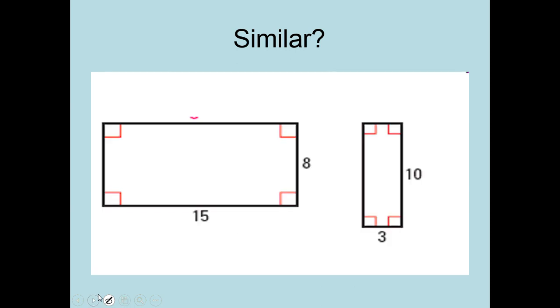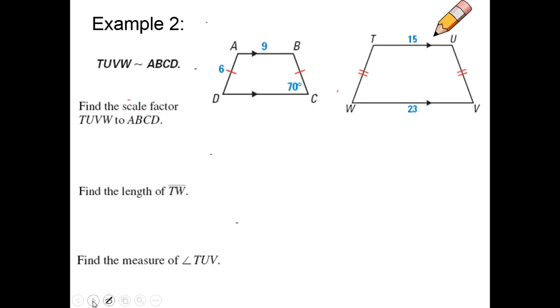What about this rectangle and this rectangle? Well, the small side here is 8, matching up with the small side here, 3. Just like the length or the longest side, 15, longest side, 10. Now, if I look at those two fractions, are they in fact equal? No, 8 over 3 is not equal to 15 over 10. So again, these are not similar figures. We're checking that ratio. So here's the second example I need you to get into your notes.